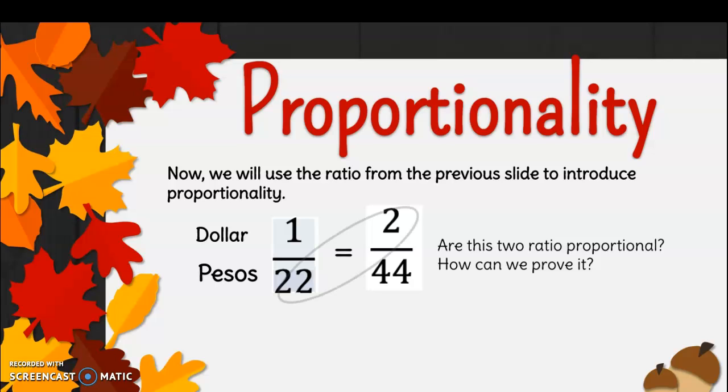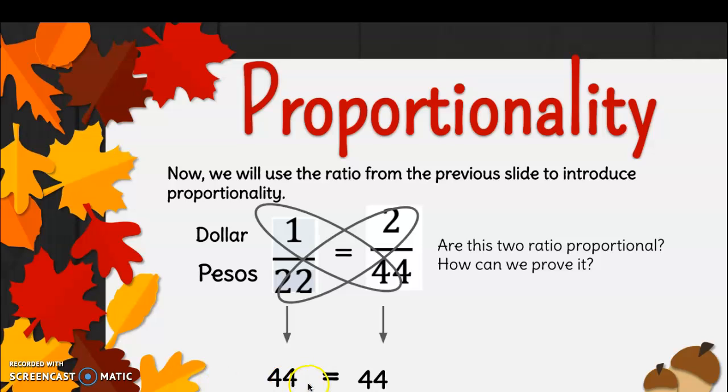Well, let's see. We can start by doing the butterfly method. We can multiply 1 times 44 and 2 times 22, and 2 times 22 gives us 44, and 1 times 44 is also 44. So therefore we know that 44 is equivalent to 44. Therefore, these ratios are proportional.